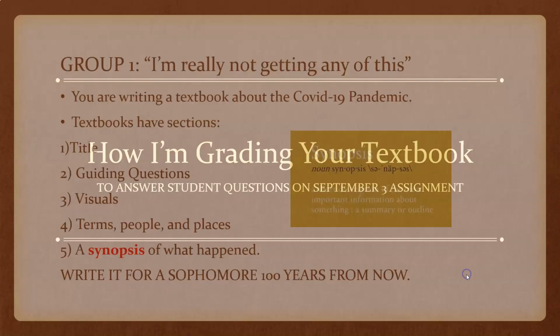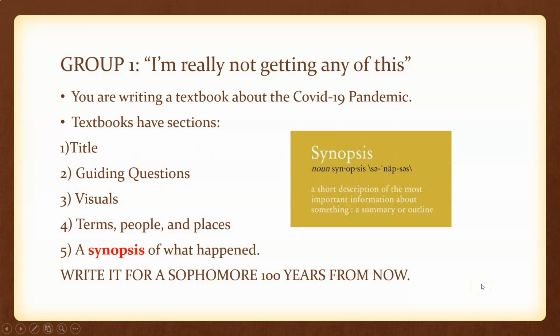The first group of students I'm receiving emails from is a group that I'm going to call, they're really not getting any of this. So I'm going to try to keep this as simple as I can, okay? You are writing a section of a textbook about the COVID-19 pandemic that you just lived through. Now, when you write a textbook, textbooks have sections. There's a title, there are guiding questions, there's visuals, pictures, terms, people, and places, and a synopsis of what happened. There's your SAT word in red. Now, a synopsis is simply a short description of the most important information about something, a summary or an outline, okay? Now, you are writing it for a sophomore 100 years from now.